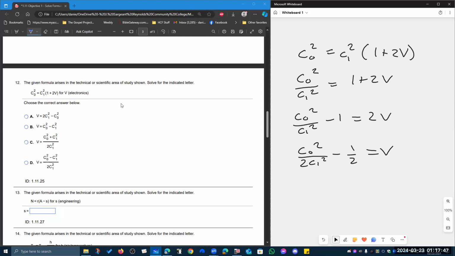So let's make a common denominator. C naught squared minus C1 squared over 2C1 squared. And it's going to be option D.